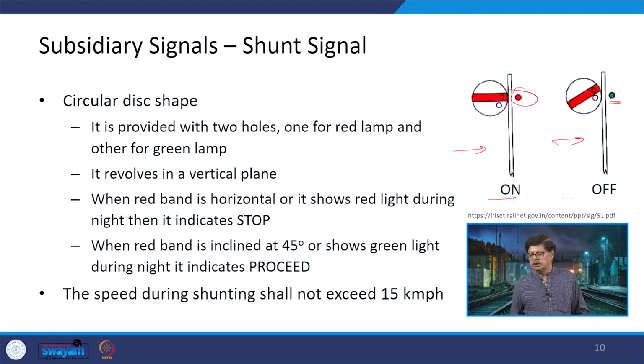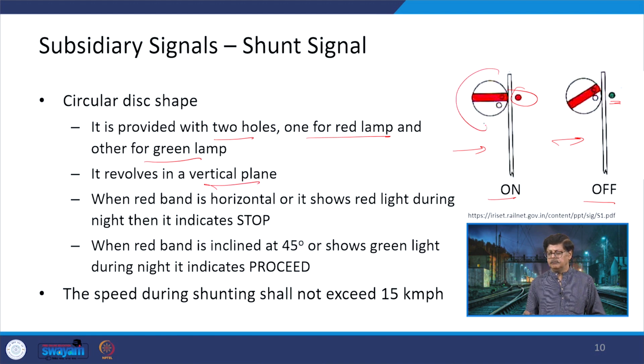So, that is an on and off position being defined, the stop or the proceed position being defined. So, it is provided with the two holes, one for red lamp, another for green lamp. It revolves in the vertical plane. The red band is horizontal, or it shows a red light during the night, then it indicates a stop. When the red band is inclined at 45 degree, or it is showing the green light, that means you proceed.